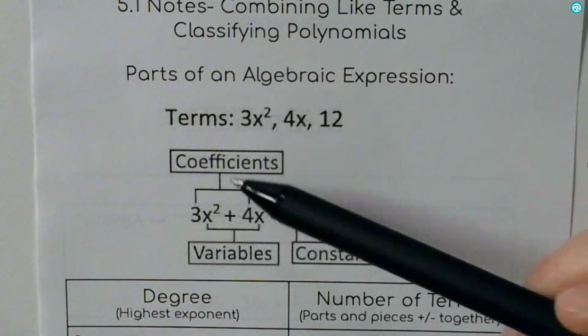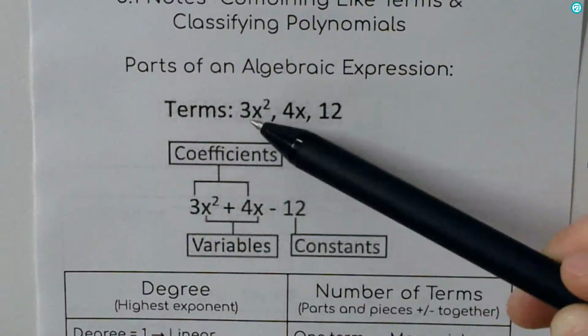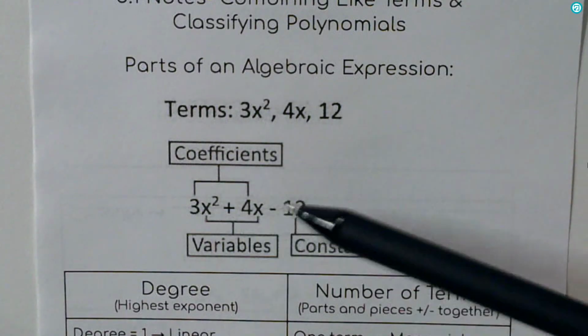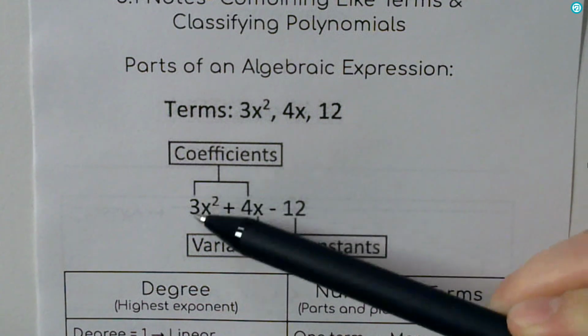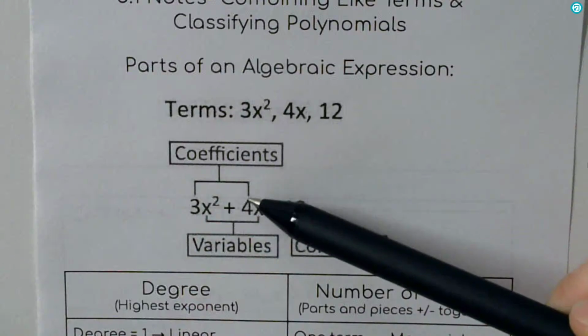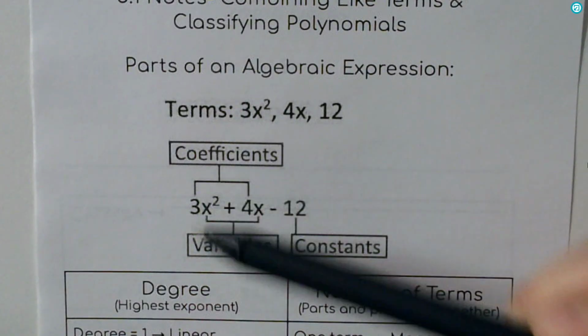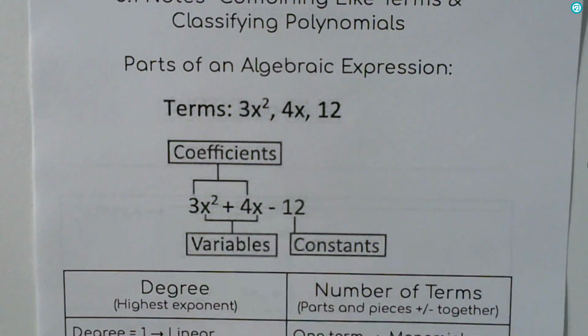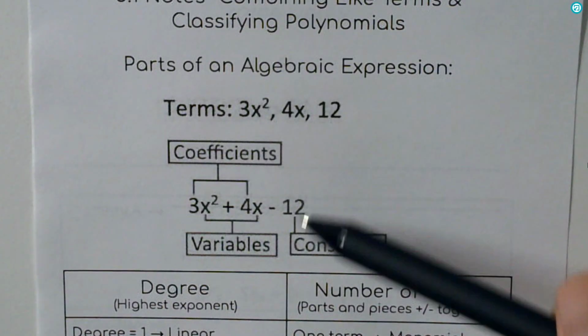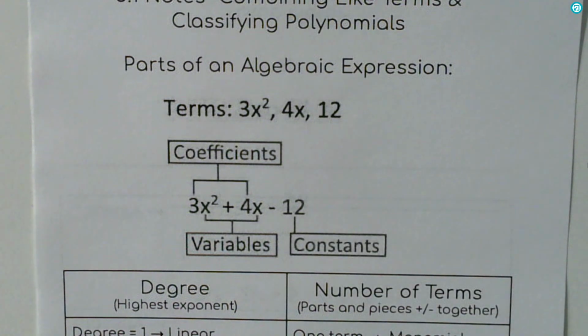Then, 3 vocab words we're going to use a ton. Coefficients are the numbers in front of variables. So right here, in 3x squared, 3 is the coefficient, and then in 4x, 4 is the coefficient. So those are the numbers getting multiplied by the variables. And then right here and here, x and x, are the variables. And then a number that's just a number without a variable, that is called a constant. Any questions about those?